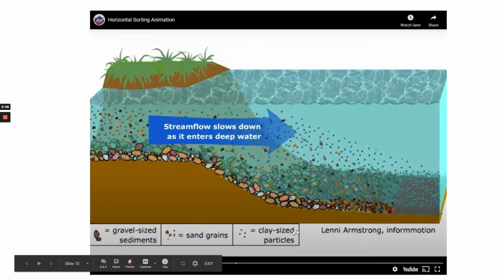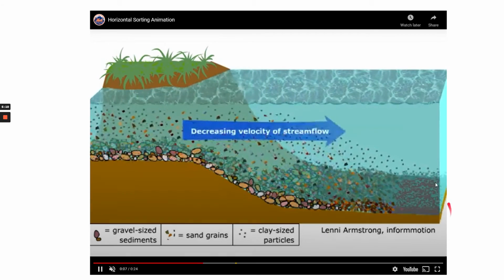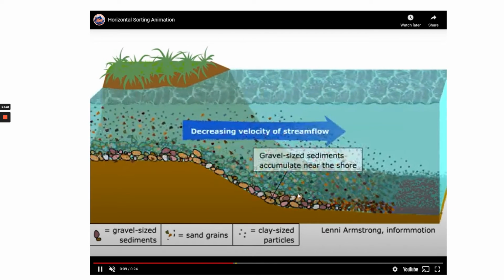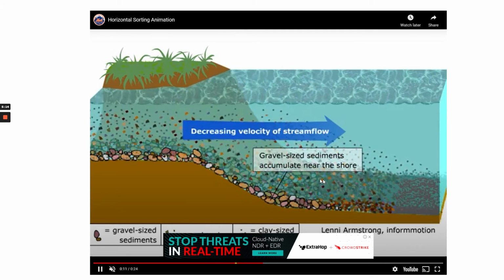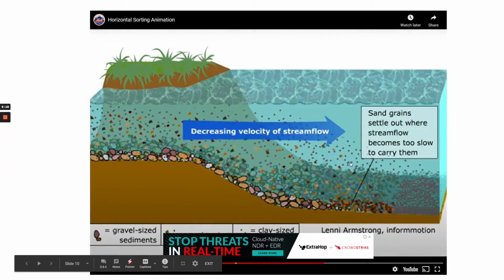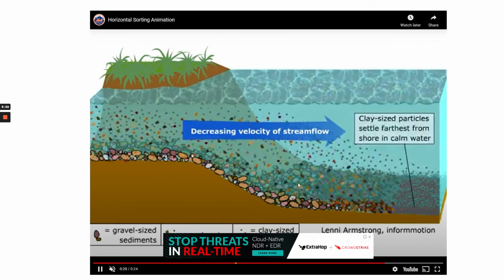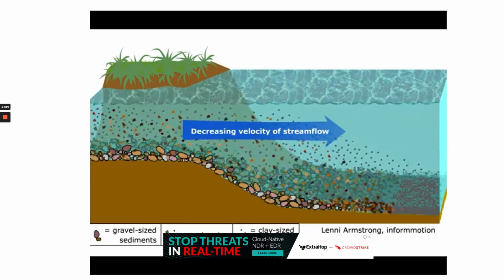So we'll just play this again. You can see how these are smaller, okay? These are sort of medium. These are gravel-size sediments, so these would be larger. And again, these names are based off of the size of the particle. So clay, sand, and gravel.